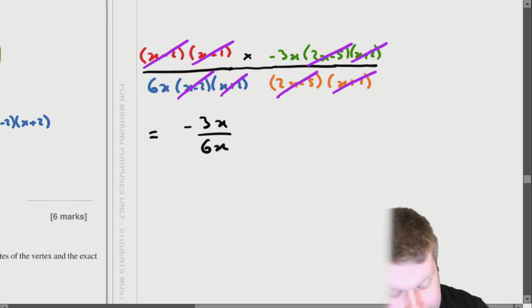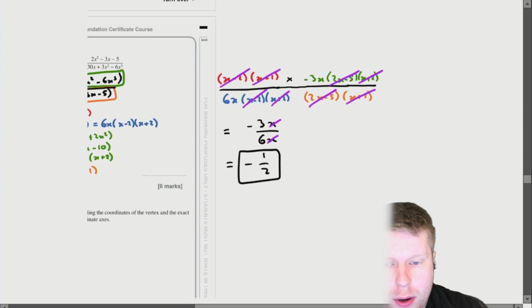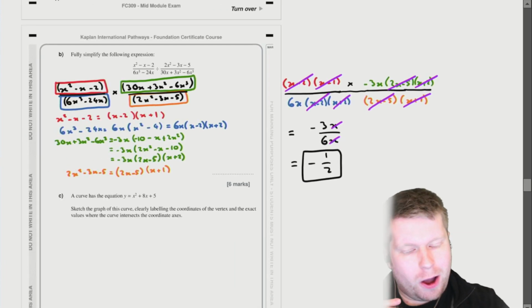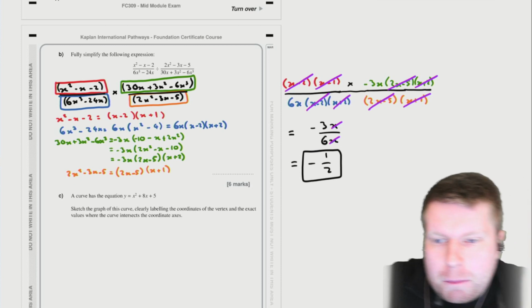Oh look, the x's and x's also cancel, and 3 over 6 cancels down to 1/2. So the final answer here should actually have been negative 1/2. Okay. Hopefully now you've seen it, you realise that's not actually that difficult. I think it puts people off.